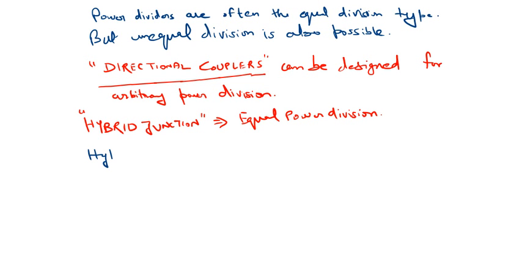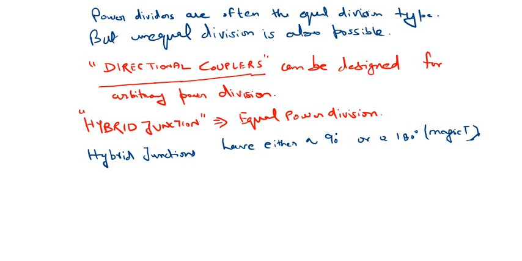So hybrid junctions have either a 90-degree or a 180-degree phase shift between the output ports, and if there is a 180-degree phase shift, then it is called the magic T. The name is magic T.